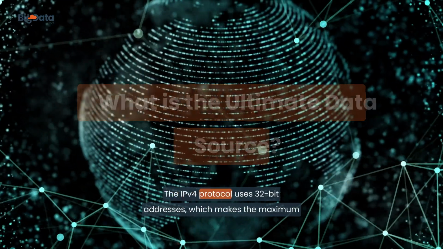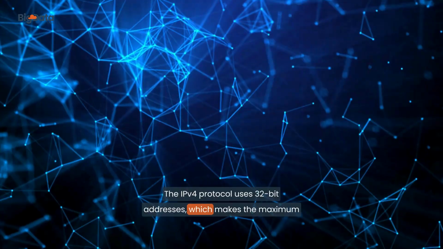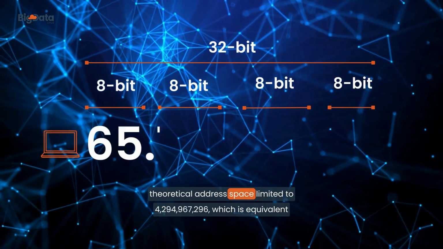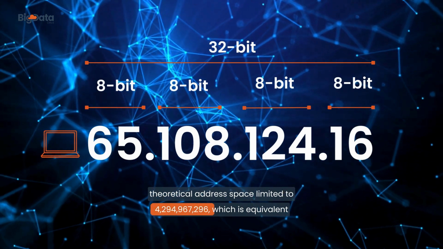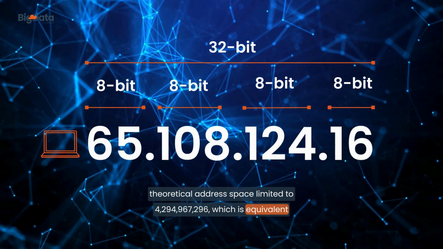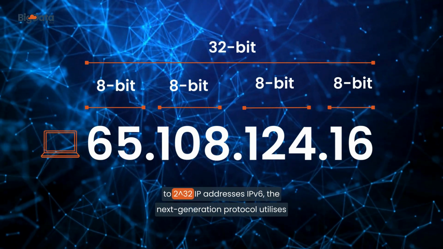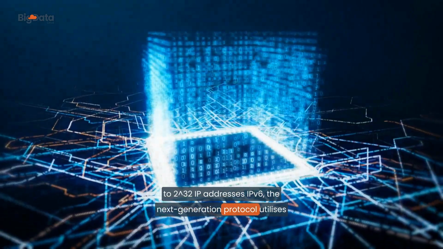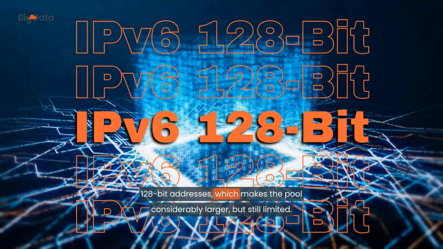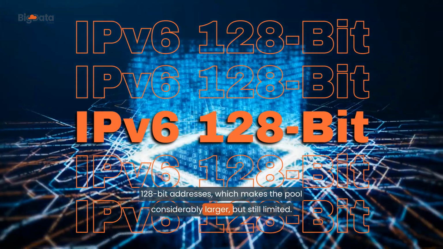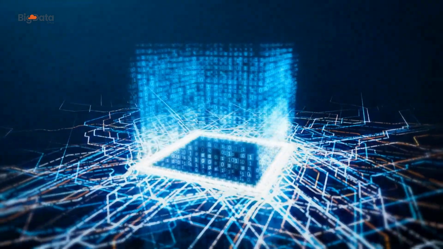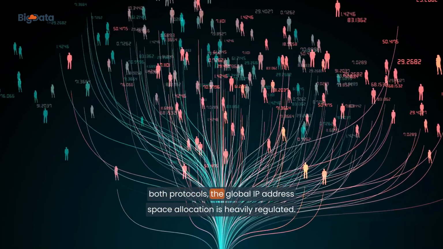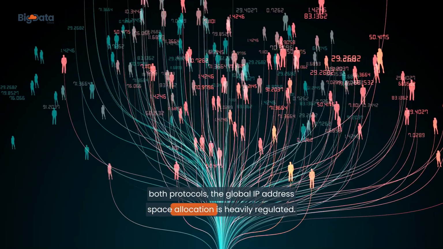The IPv4 protocol uses 32-bit addresses, which makes the maximum theoretical address space limited to 4,294,967,296, which is equivalent to 2 to the power 32 IP addresses. IPv6, the next generation protocol, utilizes 128-bit addresses, which makes the pool considerably larger but still limited. Due to the global uniqueness requirement of IP addresses across both protocols, the global IP address space allocation is heavily regulated.